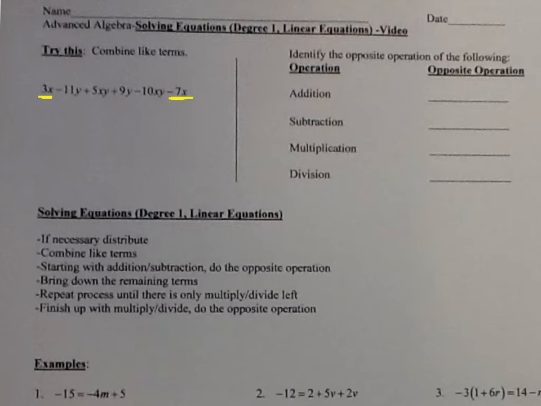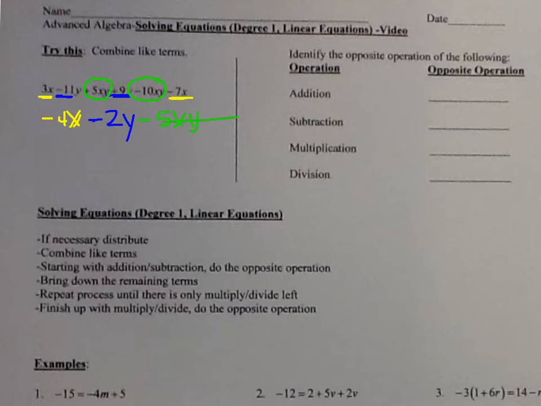So for the combining like terms, we have 3x and negative 7x. Remember, in order to be like terms, you have to have the same variable. So then we just add or subtract the coefficients. So 3 minus 7 is negative 4, so it's negative 4x. And then we have negative 11y and negative 9y. That becomes negative 11 plus 9, which is negative 2y. And then we also have positive xy, positive 5xy and negative 10xy. So 5 minus 10 is negative 5, so it'll be negative 5xy.